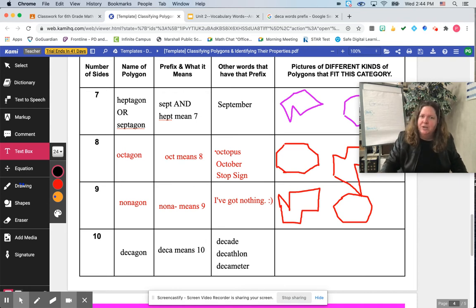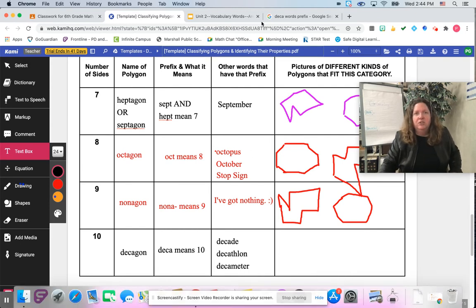Or maybe you've heard of the word decameter. Not one that we use a ton, but it means 10 meters. So you might have your body measurement for your meter. For me, it's from the tip of my fingers all the way across to my other shoulder. So from here to here, that's my 1 meter long. And if I did that 10 times, that would be a decameter. So deca means 10. A decagon is a shape with 10 sides.